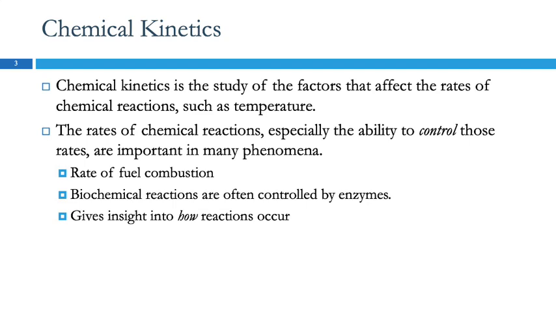So this is the study of the factors that affect the rates of chemical reactions. Temperature is one of the things that affects the rate of reaction. We're going to learn about others. Rates of chemical reactions are very important, and if we have the means to control the rates, that can make them very, very useful. So examples are the rate of fuel combustion.